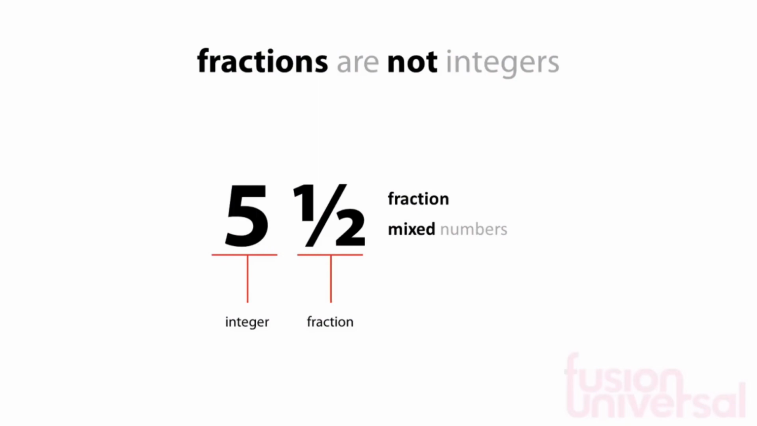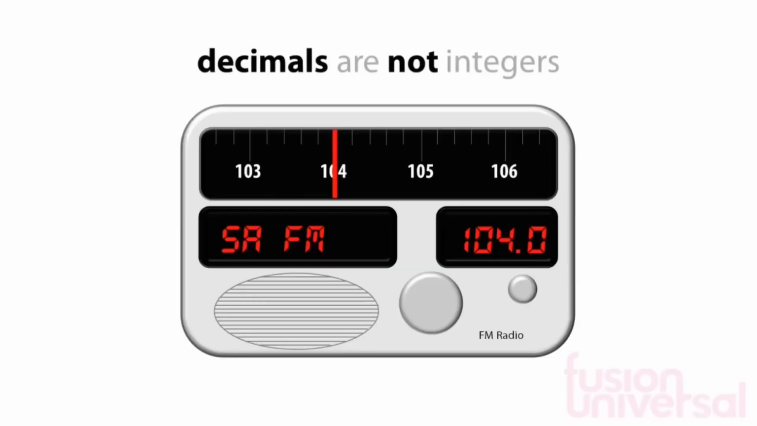We have learned what integers and fractions are. Now let's look at decimals. Decimals are not integers. How do you tune into your favorite radio station? You set your radio to the correct frequency.